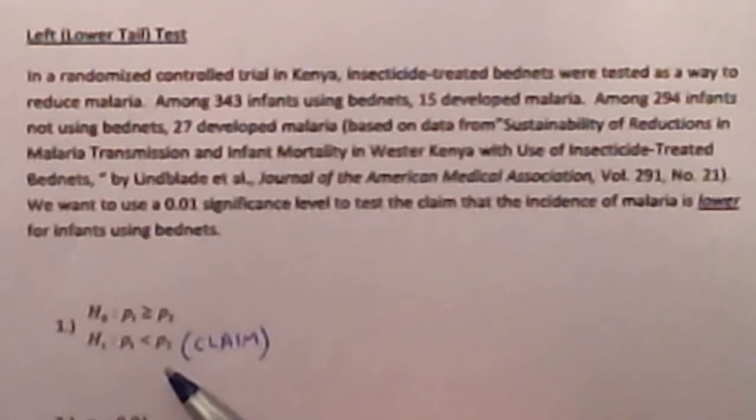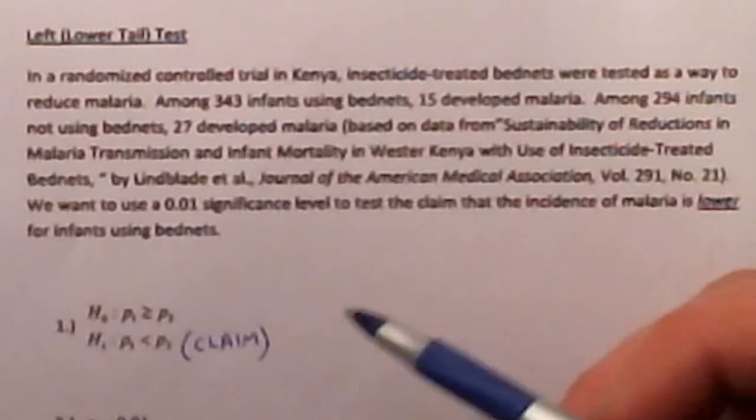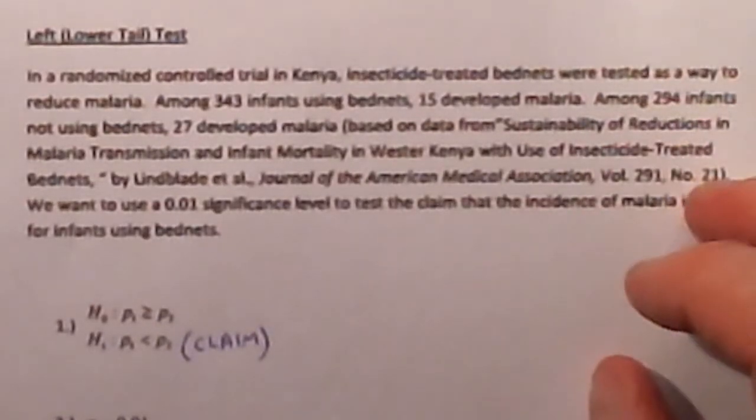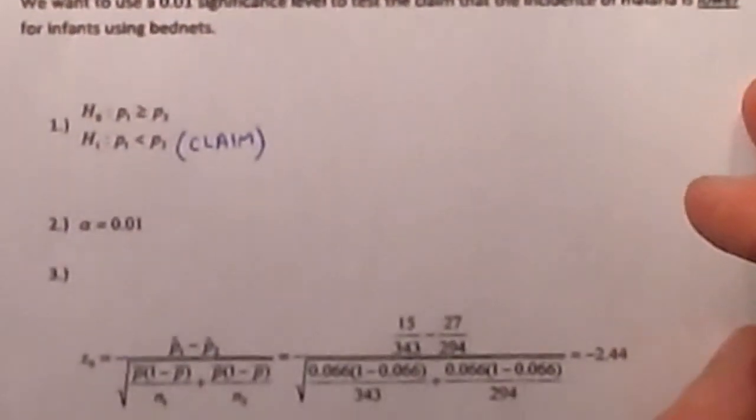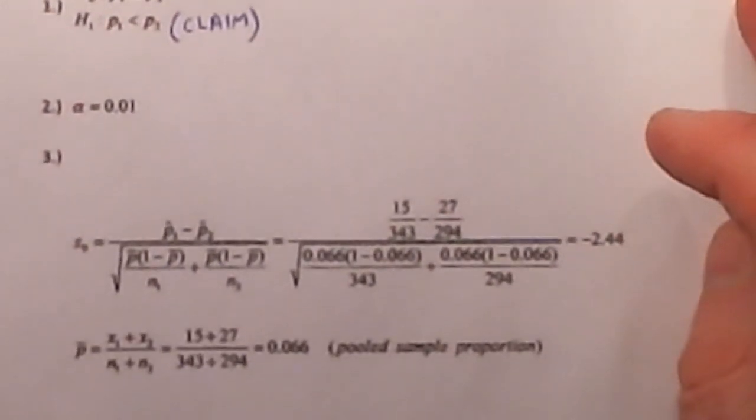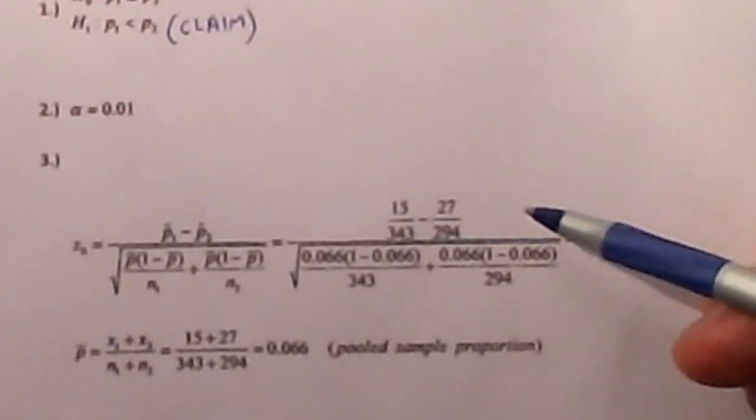Okay. And of course, the null hypothesis statement would say that the proportion of deaths are the same between infants that were using bed nets versus not using bed nets in protection against the mosquito that carries the disease. We're going to test these hypotheses at 1%. Of course, this will be a lower tail test since we have the less than symbol in our alternative hypothesis statement. Our test statistic, again, is going to be computed using the aforementioned formula.